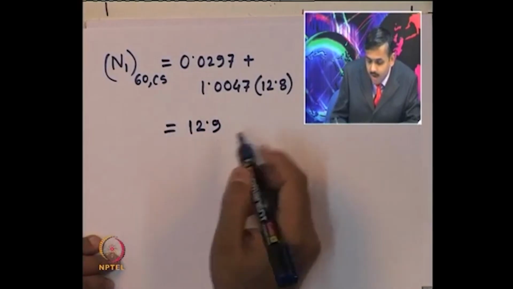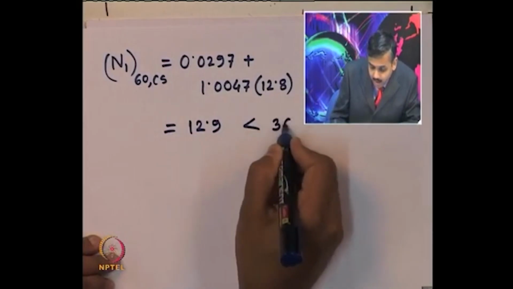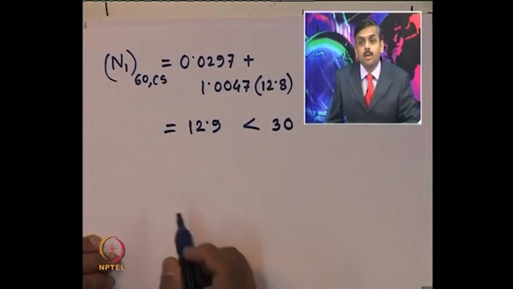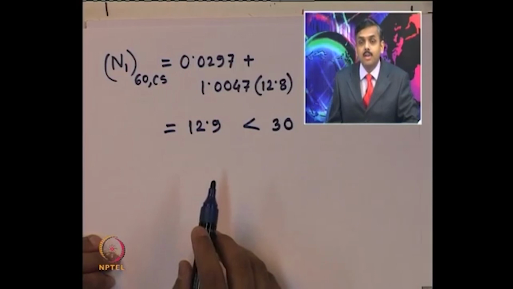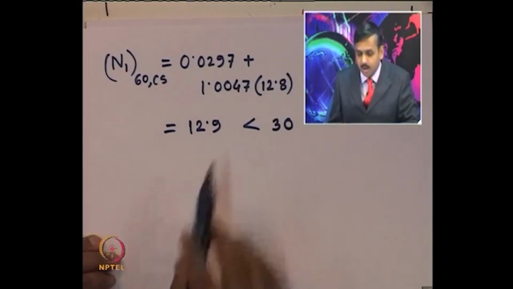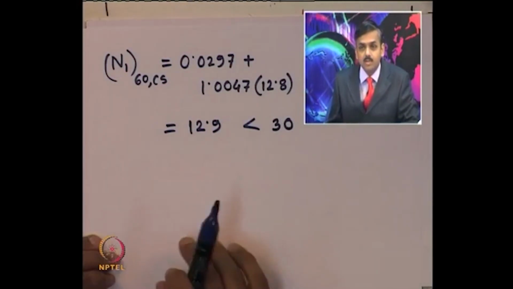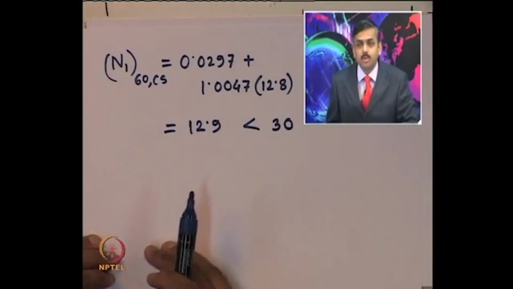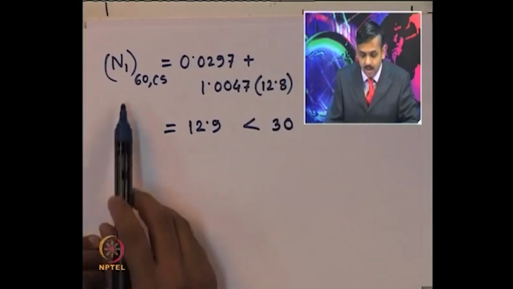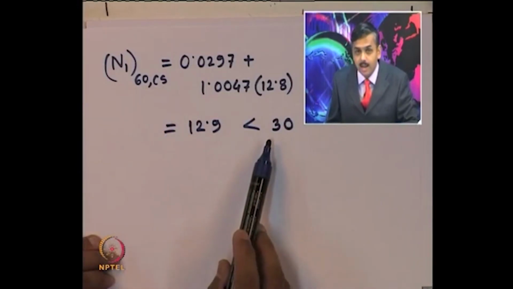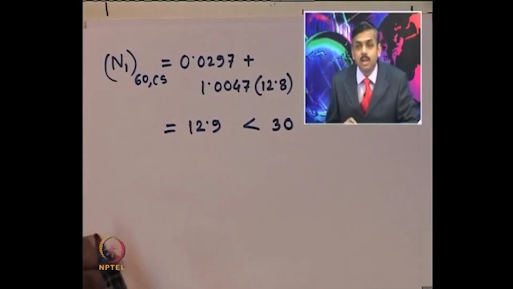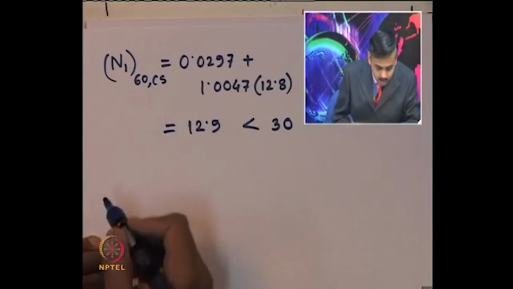This clean sand value is less than 30. Hence, a check against liquefaction hazard needs to be done. That is the conclusion one can make here itself as a design proposal, that any site which is having N160 clean sand value less than 30 needs to be checked against liquefaction potential.